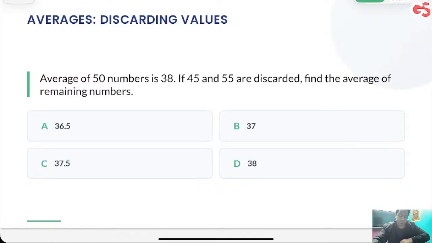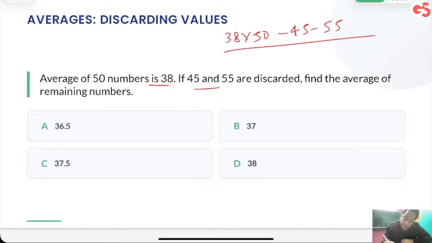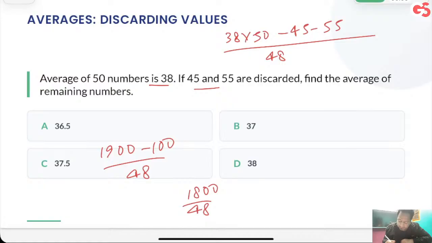All right. 50 numbers का एवरेज 38 है. So sum is 38 into 50. ये दोनों निकाल दिए गए. तो सम इतना हो गया. लोग कितने बचे नाउ? Only 48. Okay, 50 में से दो चले गए. So this is what you have to find out. 38 into 50 is how much? 1900 minus 100 upon 48 is what you need to calculate. So 1800 upon 48. So what do you get?